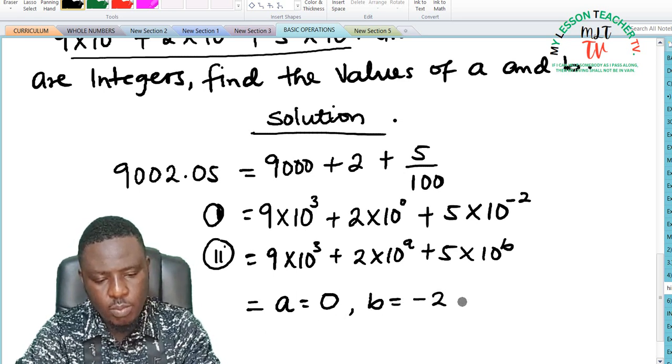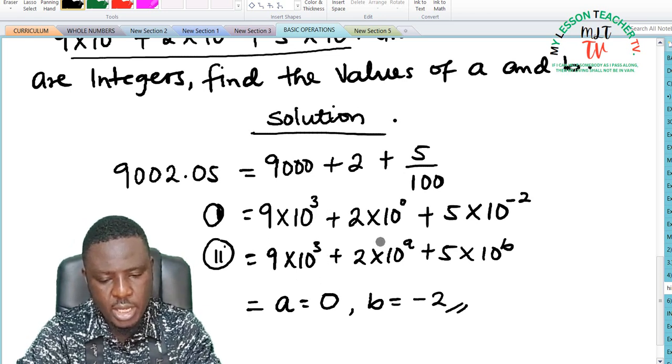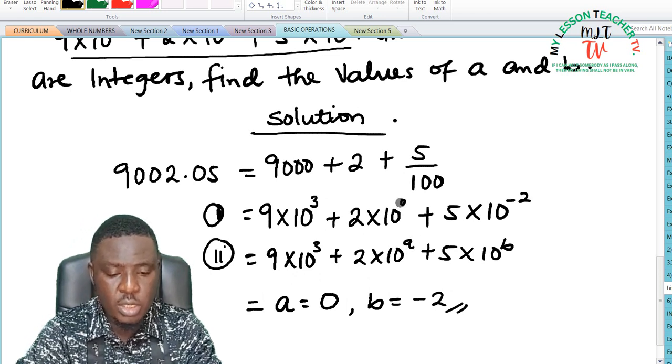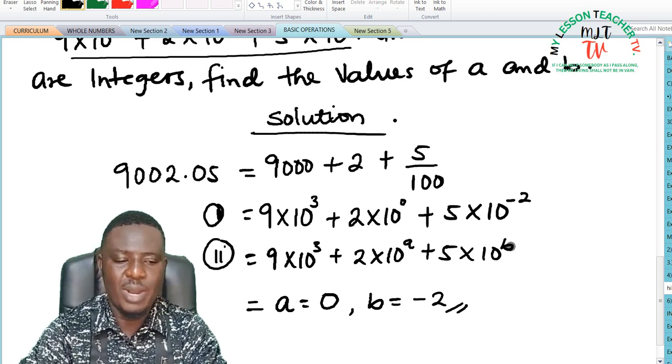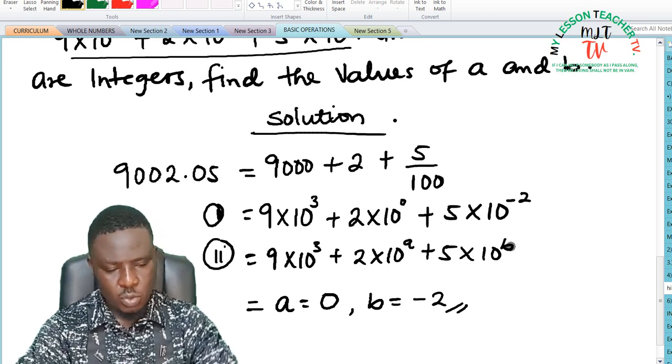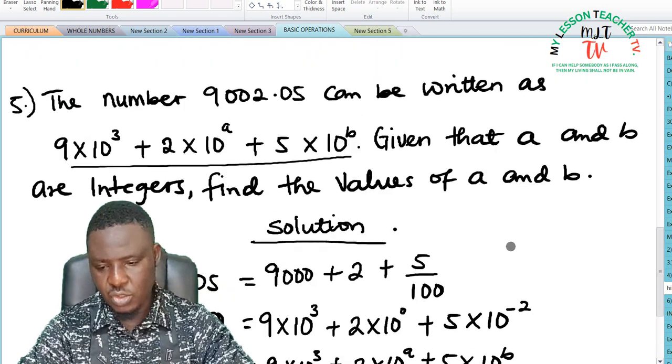This is 9 times 10 raised to the power of 3, which is okay, and this is 2 times 10 raised to the power of, this is 0 and this is A. It therefore means that A is equal to 0, and this is 5 times 10 raised to the power of minus 2 and 5 times 10 raised to the power of B. So B is equal to minus 2. So that is what you get as your answer.